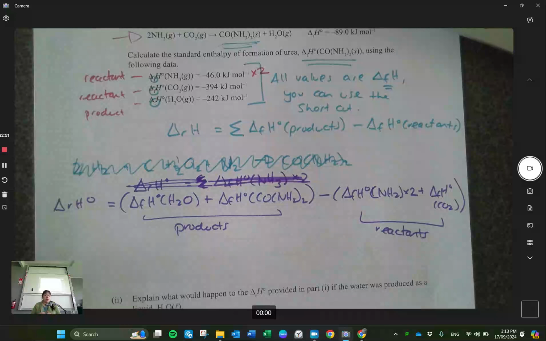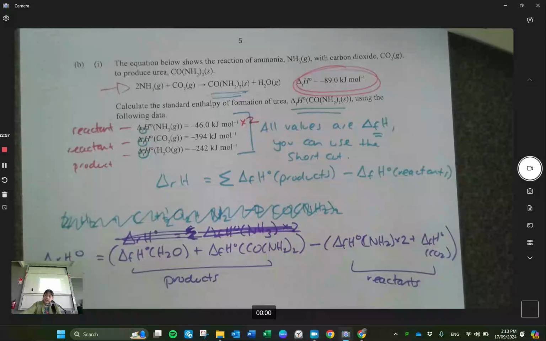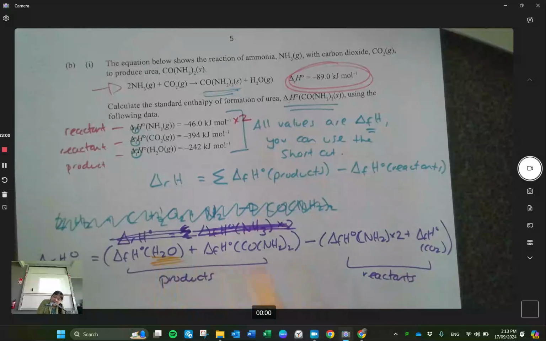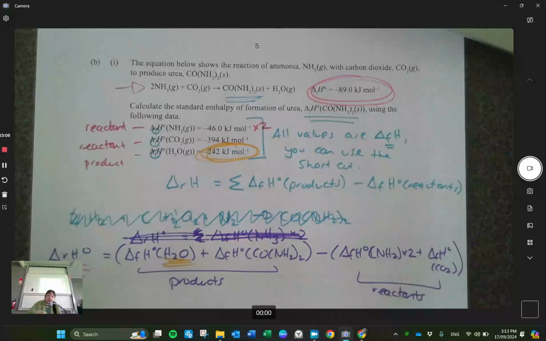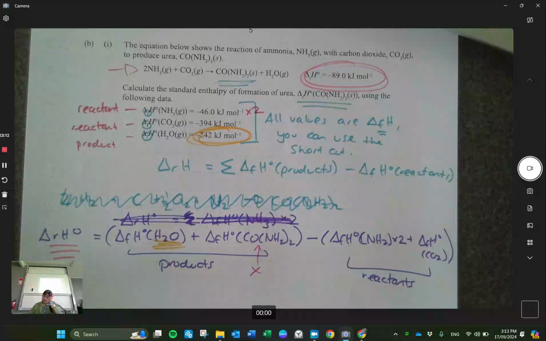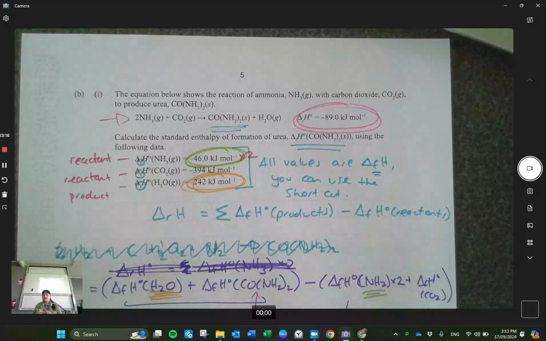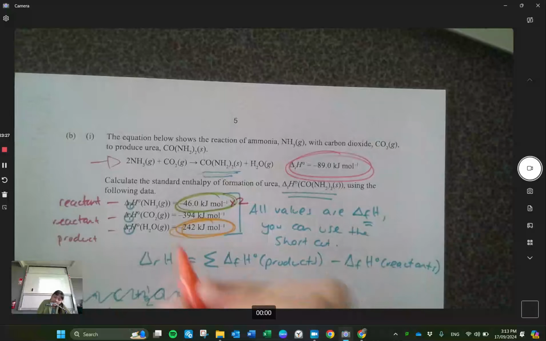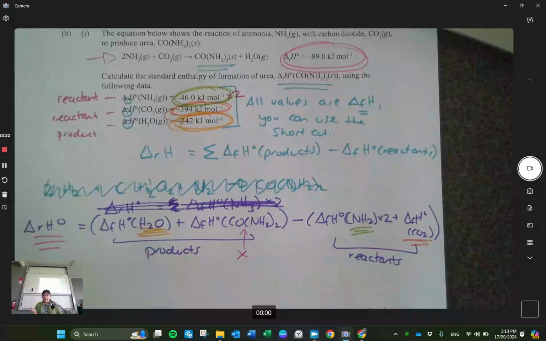Now I'm going to be substituting my numbers. So this number here comes from over here. This number here comes from over here. This number here is my unknown, so that is basically X. This number here comes from over here. And then what color have I not used? Orange. This number here comes from over here. All right, so let's plug in those numbers. It's awful, but we can get there.